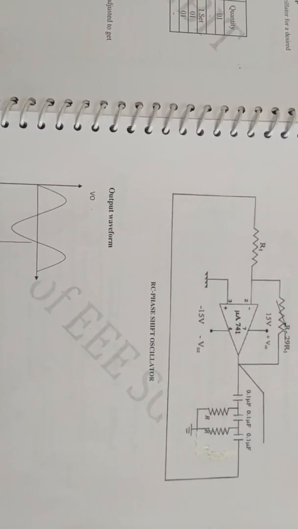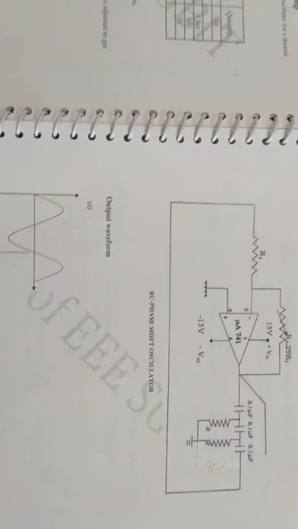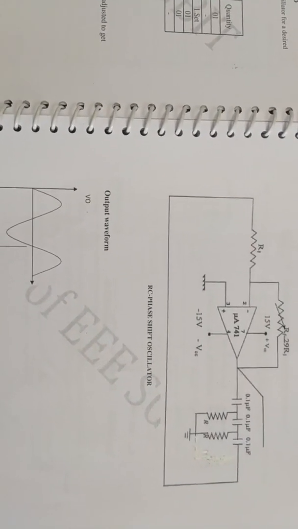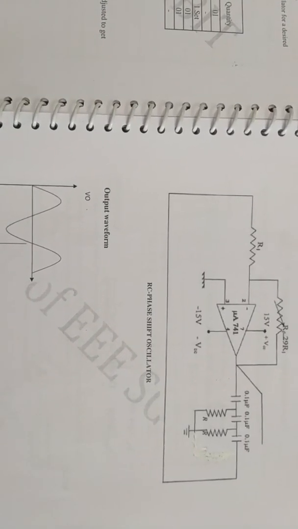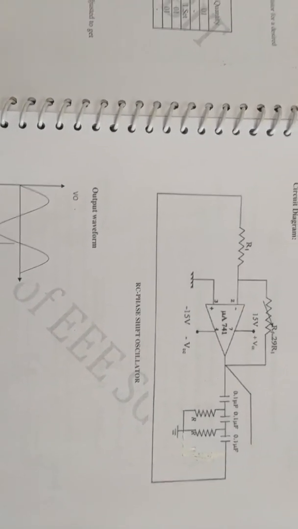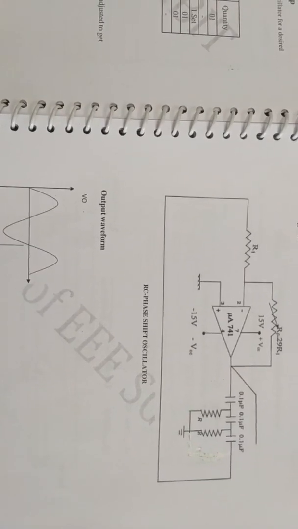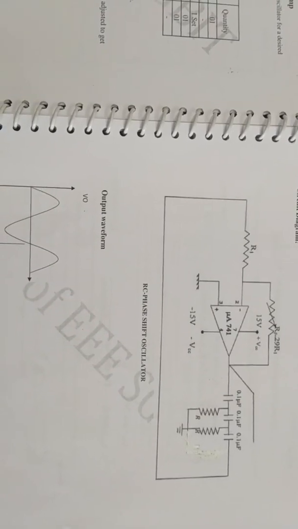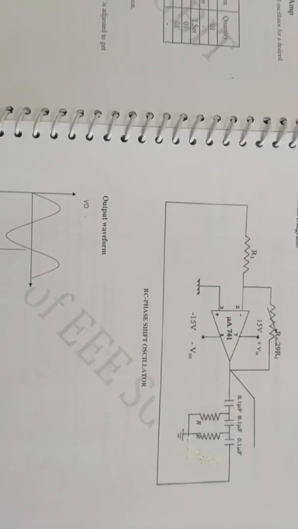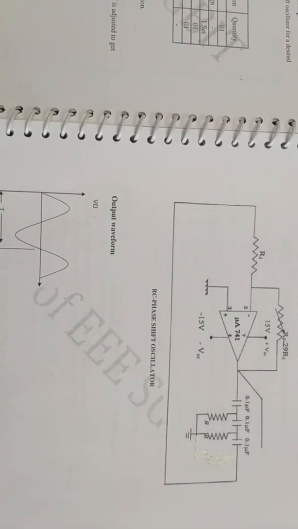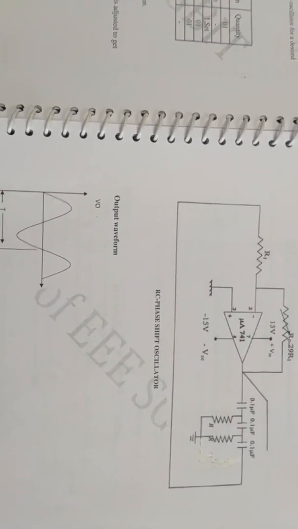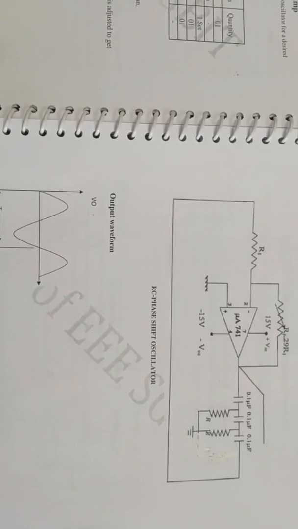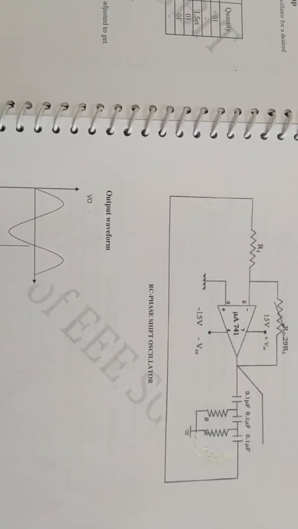So each RC combination is going to give a phase shift of 60 degree. So total phase shift we will get of 180 degree from the output of op-amp to the output of feedback network. So from the input of op-amp, that is pin number 2, to the output, that is pin number 6, and back to the input pin number 2 by the feedback network, we'll get the total phase shift of 360 degree.